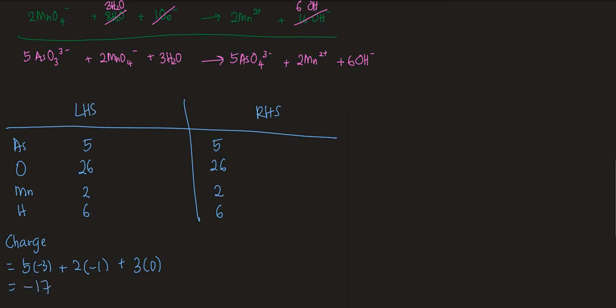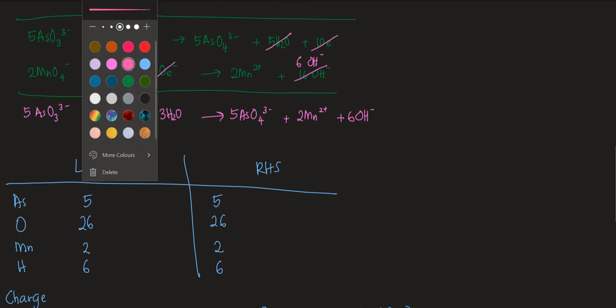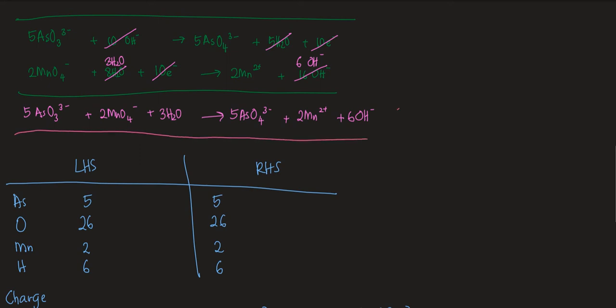And on the right hand side right here, it's equal to 5 multiplied by negative 3 for the whole ion, plus 2 multiplied by positive 2, plus 6 multiplied by negative 1. And this should be equal to negative 17 as well. So now if we look, the atoms are all balanced and the charges are both balanced as well, which means that this right here is our final balanced redox reaction equation.